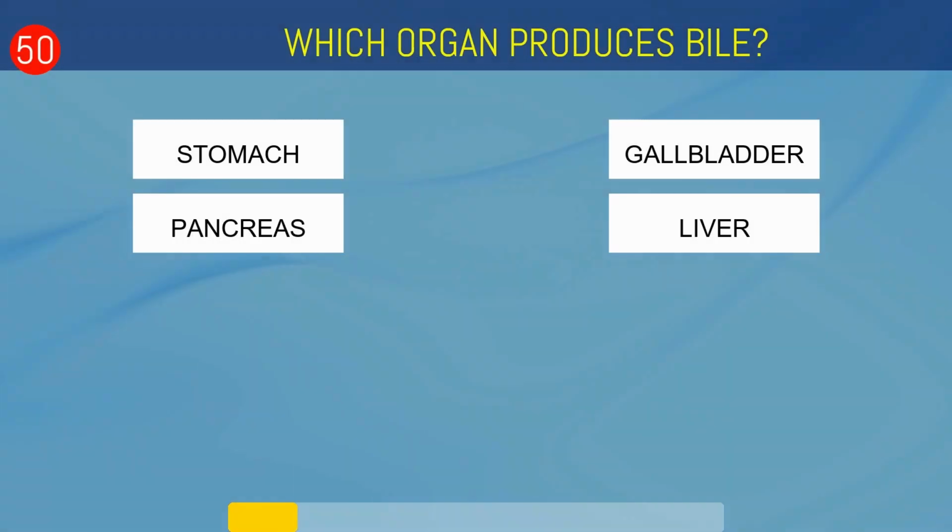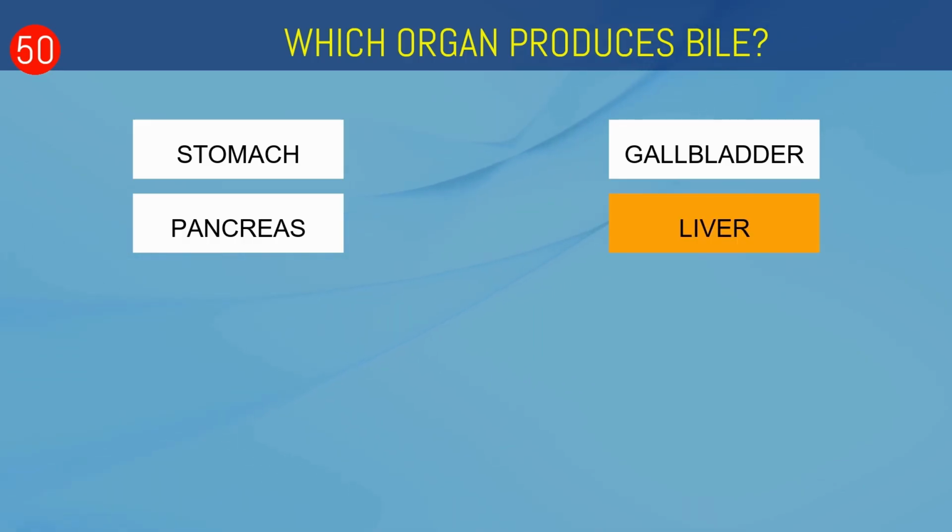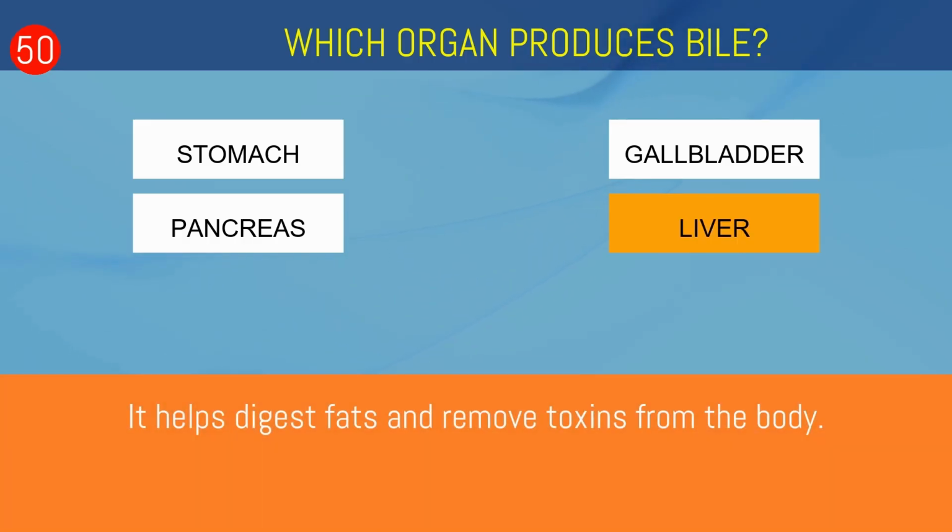Which organ produces bile? Stomach, pancreas, gallbladder, or liver? Liver. It helps digest fats and remove toxins from the body.